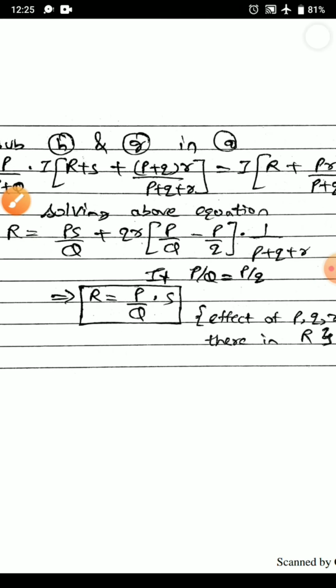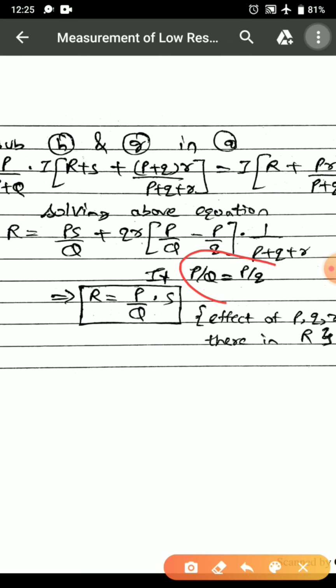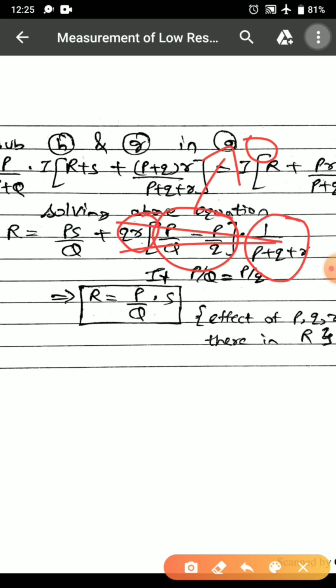Now as we were discussing about the ratio arm, we have seen that if the ratio arm is selected in such a manner that capital P by Q and the ratio small p by Q are equal, it clearly means that this term that I am having will be 0. Now when this term is 0 multiplied with this and multiplied with this, the complete term will get cancelled out. This will become 0 and finally I will get the expression R is equal to P by Q into S.